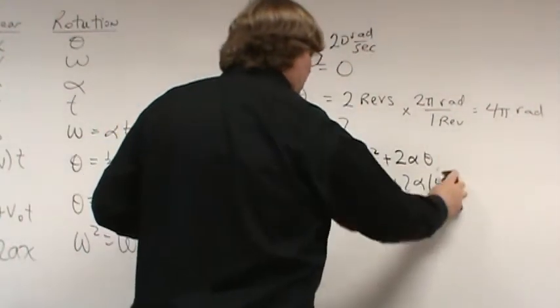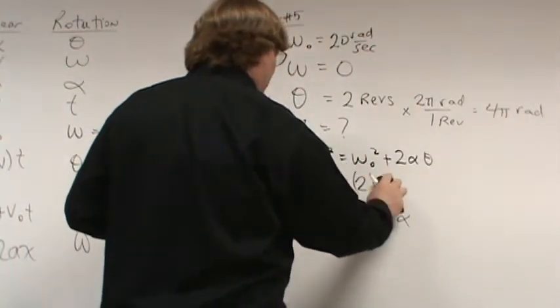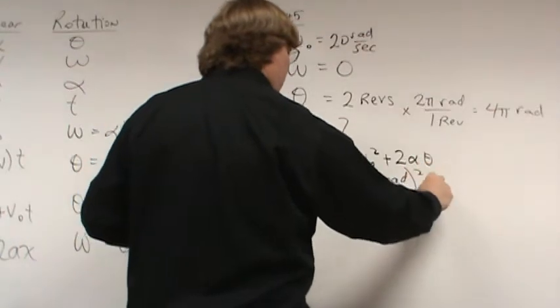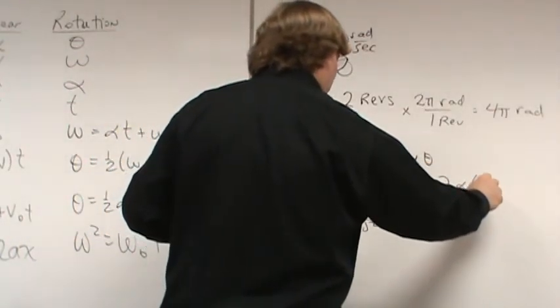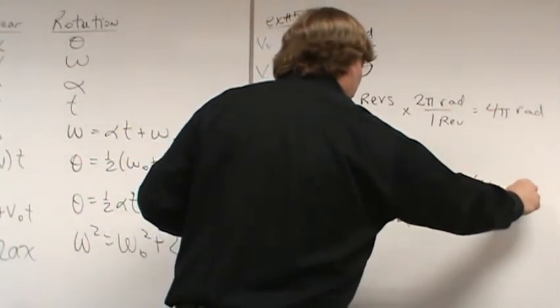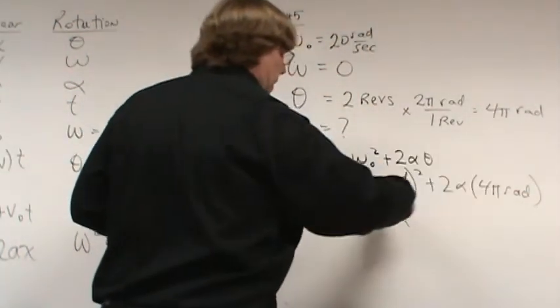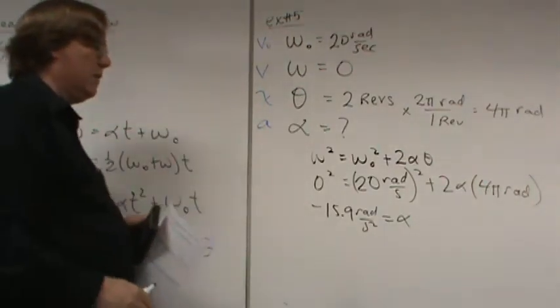Also, you'll notice I did it without units, but I could have done it with units as well. 20 radians per second, squared, plus 2 times alpha times 4 pi radians. Then if I take my radians squared over second squared and divide out the radians, I get radians per second squared.